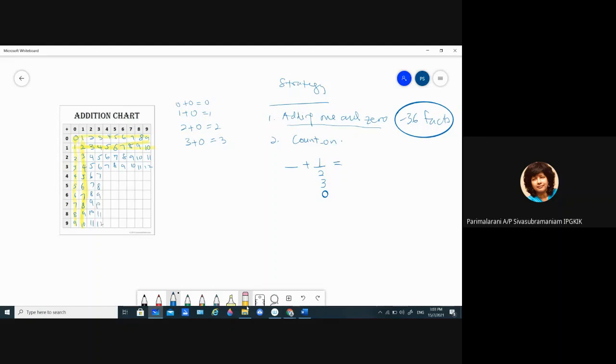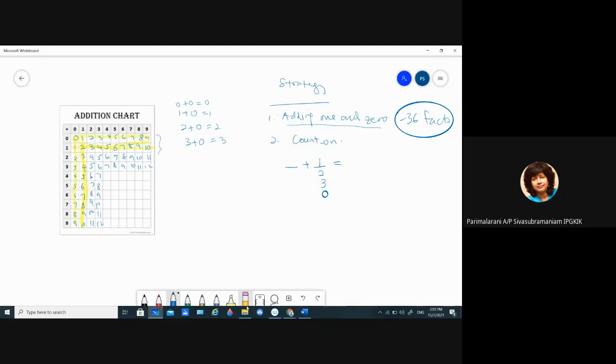That means everything that you see here now on this chart, all these facts can be learned using the count on strategy. How many facts are there? How many facts do you see there? 28. Yeah. Up here we have 40 facts, right?